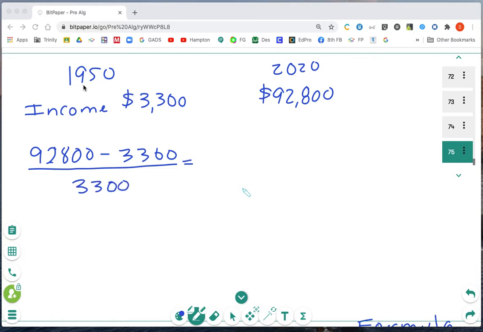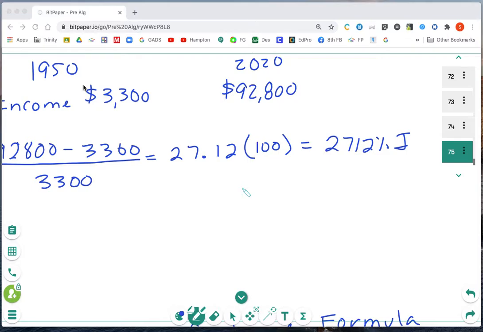When we divide, we're going to get 27.12, and then we multiply this times 100 to change it to a percent. So that's going to be 2,712% increase. So again, we have an increase in income.